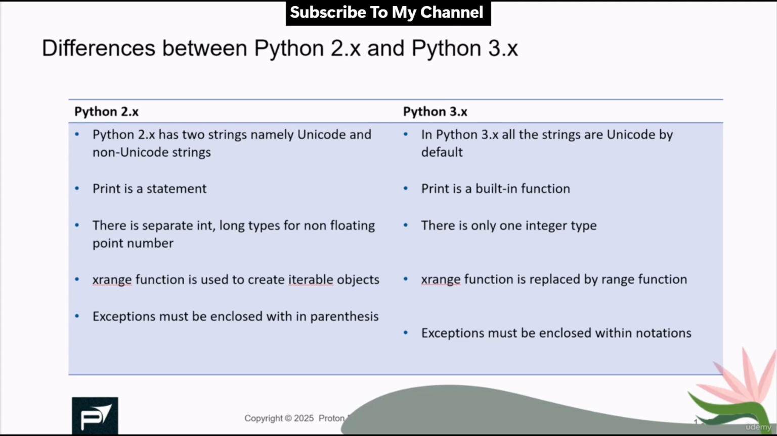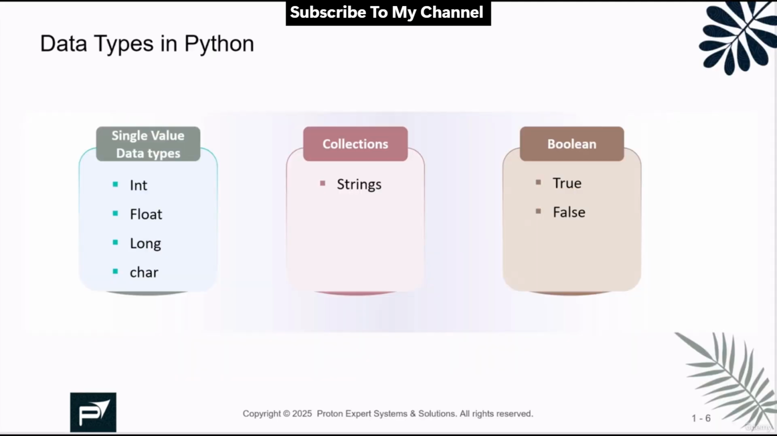In Python 2, there are separate int and long types for non-floating point numbers, whereas in Python 3, there is only one integer type. The xrange function in Python 2 is used to create iterable objects, and in Python 3, it is replaced by the range function. In Python 2, the exception must be enclosed within parentheses, whereas in Python 3, the exception must be enclosed within notations. Let's see the data types in Python.